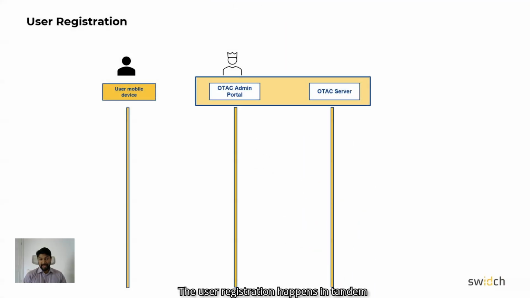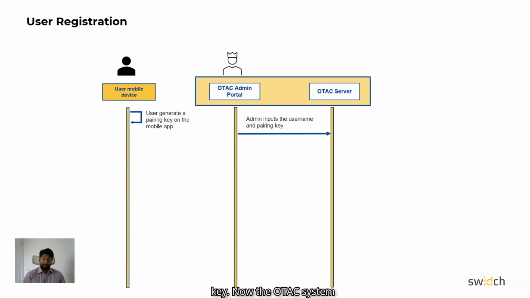The user registration happens in tandem with the end user on their mobile device and the administrator logged into the OTAC admin portal. For the registration process to be secure, we generate a secret data for the individual user that is securely stored on the user's mobile device and the OTAC server. Now, the user's mobile app will generate an 8-digit pairing key. On the admin side, the administrator is going to input the user details along with this pairing key. Now, the OTAC system is going to generate a user secret data, and it's going to encrypt that secret data with the pairing key that it received from the user's mobile phone.